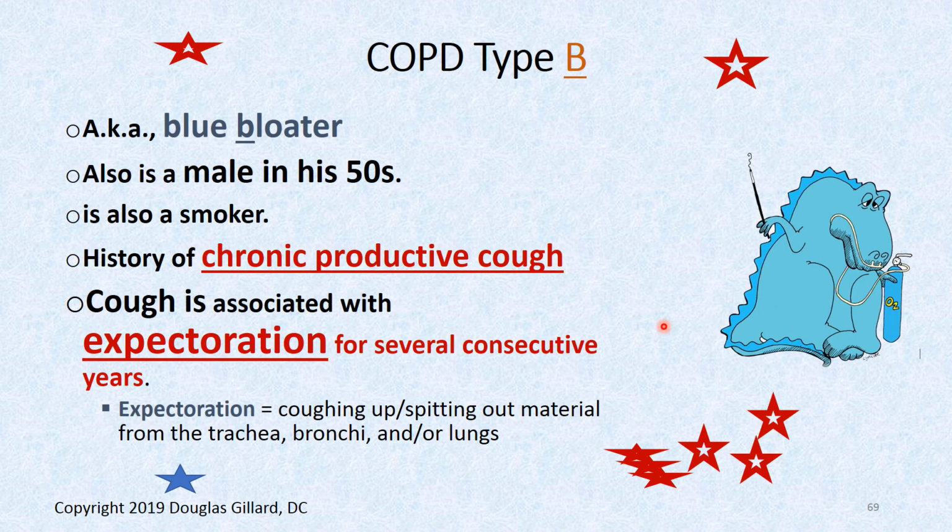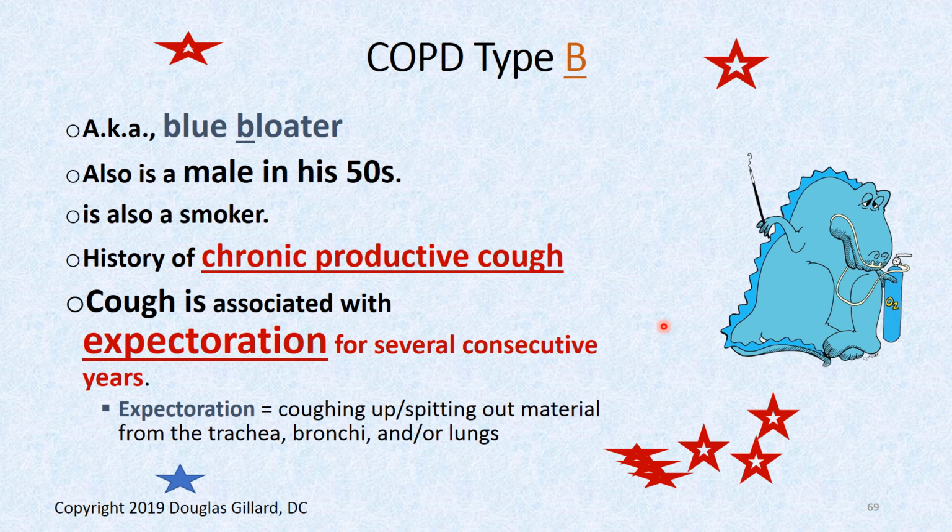Okay, type B, blue bloater, also male in his 50s, is also a smoker. These guys are usually super heavy smokers. They have a productive, nasty cough. Their mucus escalator system is destroyed by the chronic smoking. They wake up in the morning and cough and hack it up because they don't have an escalator to get all that gunk out of their lungs.